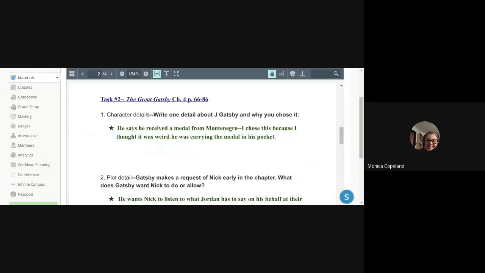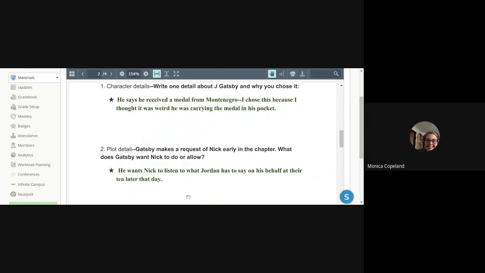Chapter 4, question 1, character details. Write one detail about Jay Gatsby and why you chose it. I wrote, he says he received a medal from Montenegro. I chose this because I thought it was weird. He was carrying a medal in his pocket.